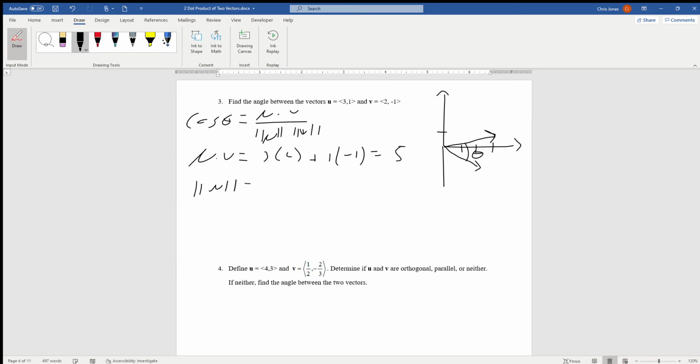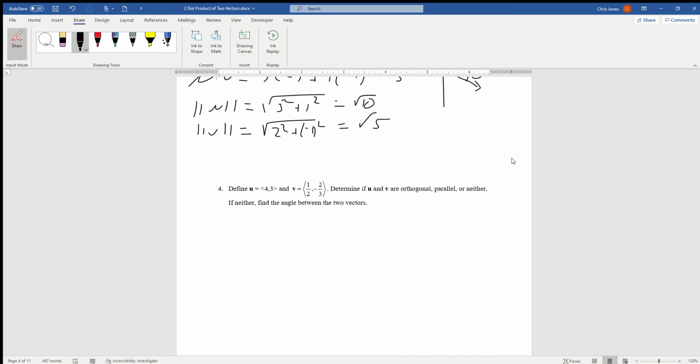Magnitude u is going to be equal to the square root of 3 squared plus 1 squared, which is root 10. Magnitude v is going to be equal to the square root of 2 squared plus negative 1 squared, which is root 5. All right, so cos of theta is going to be equal to 5 over root 10 times root 5.